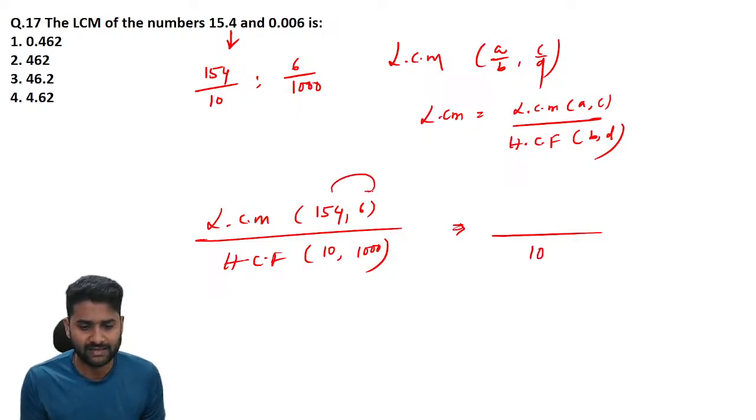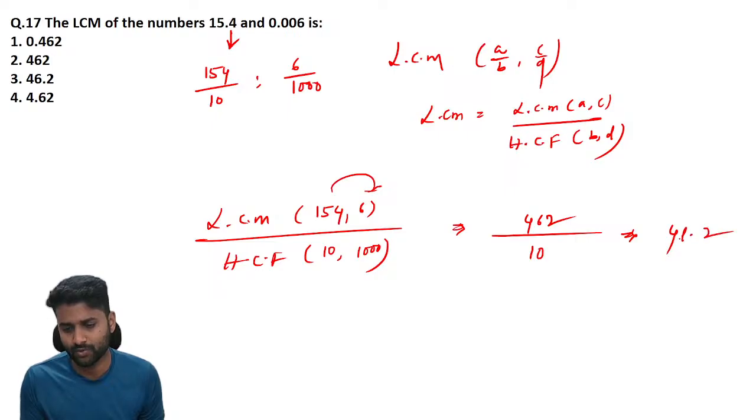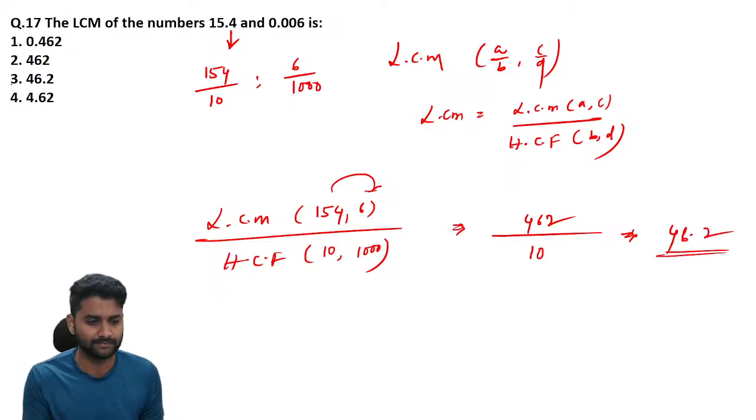In the same way, the LCM of 154 and 6 is 462. Now 462 divided by 10, then the resultant is 46.2, which is the correct answer.